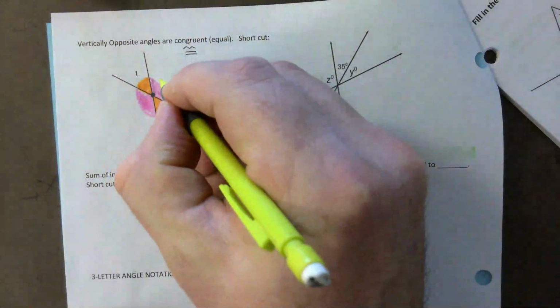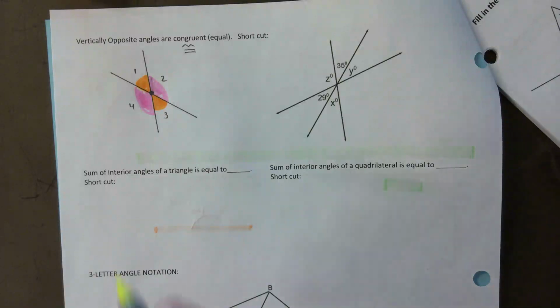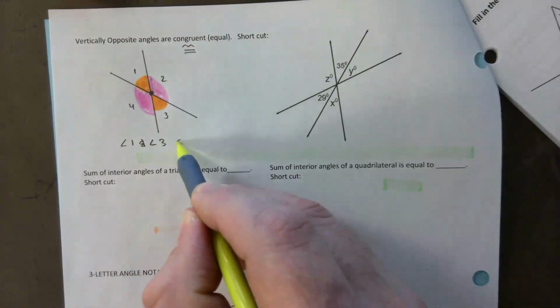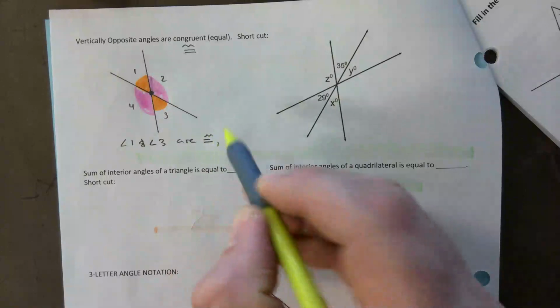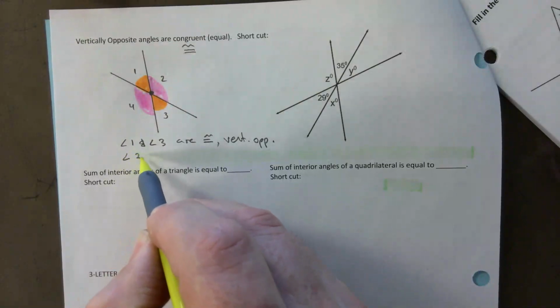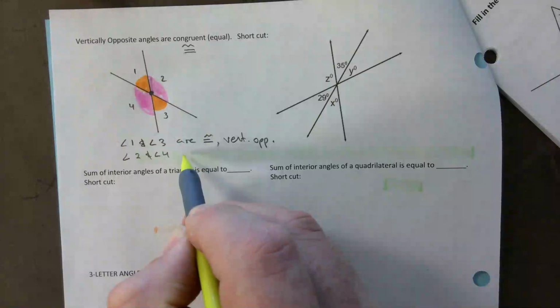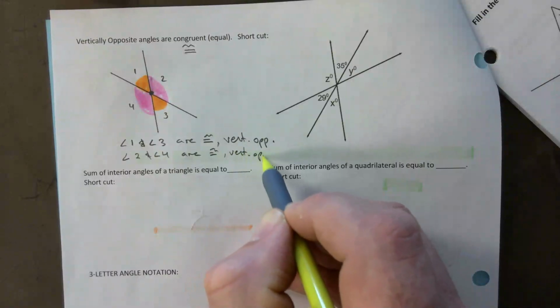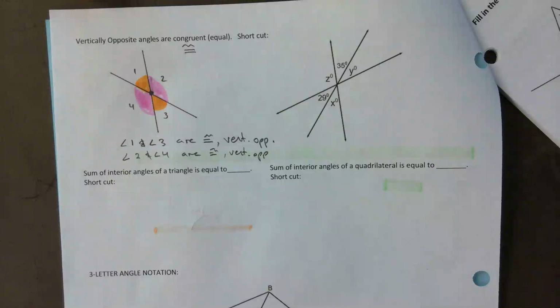So if we go 1, 2, 3, 4, just put a number for each angle, you would say that angle 1 and angle 3 are congruent. They're vertically opposite. Angle 2 and angle 4 are congruent. They're vertically opposite. So you would know immediately, oh, they're crossing each other, I've got vertically opposite angles here. And this is always true. It doesn't matter what else we know. This is true no matter what.